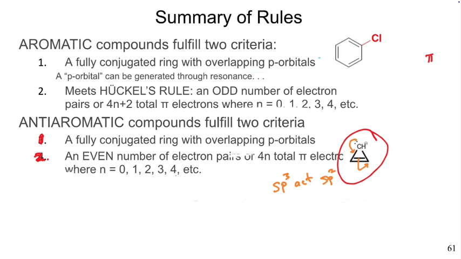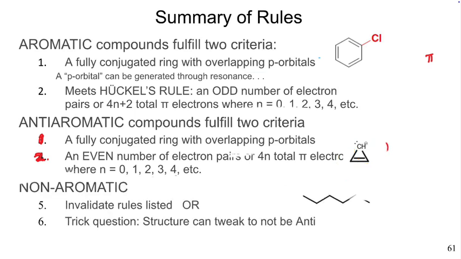The last kind of category that can kind of come out of this is these non-aromatic systems. Same deal, numbering went weird in the copy-paste. This is 1, 2. Non-aromatic systems somehow invalidate the rules above. Okay? So if we look at just a simple chain, well, it's not a ring. Because it's not a ring, it can't be aromatic or anti-aromatic. Okay? It doesn't have overlapping p orbitals.